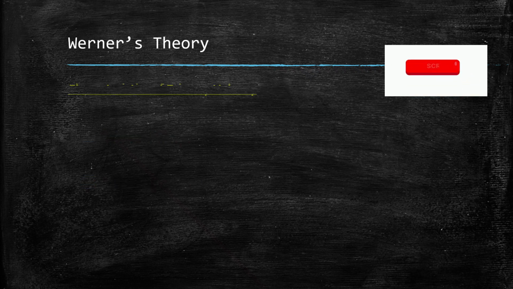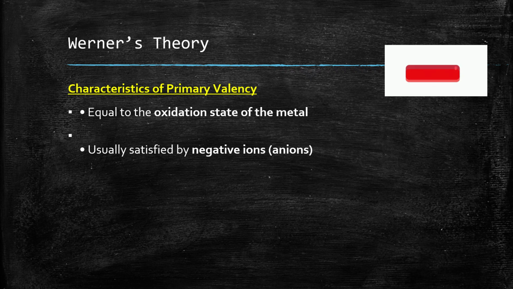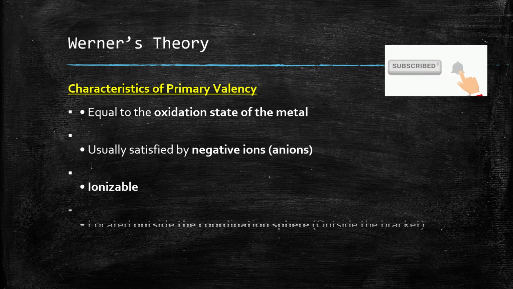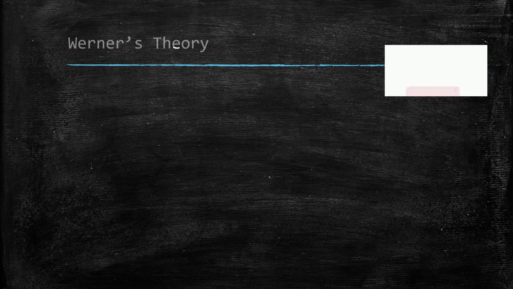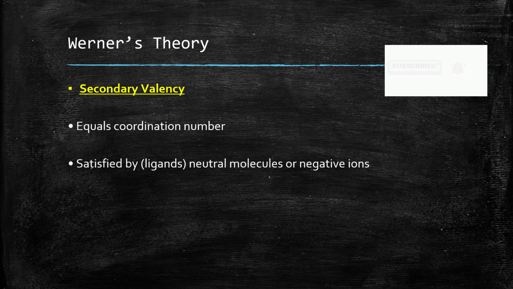The primary valency is equal to the oxidation state of the metal and is usually satisfied by negative ions. This valency is ionizable and it is located outside of the coordination sphere. The secondary valency represents the coordination number. It is satisfied by neutral molecules or negative ions and is non-ionizable.